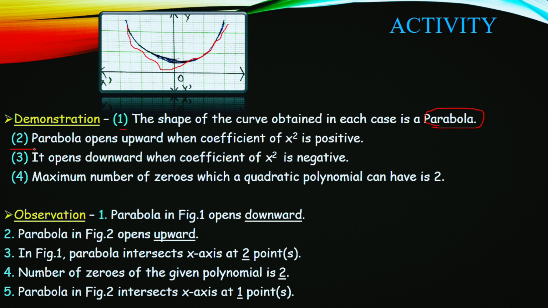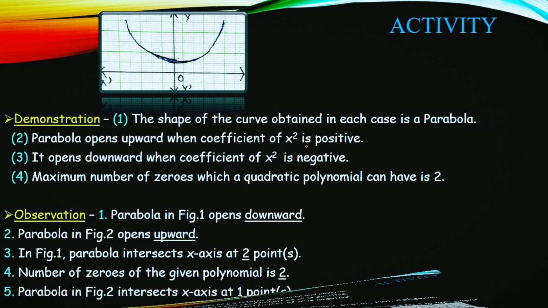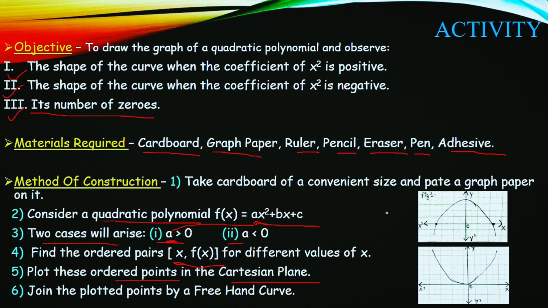And the second thing that we observe from this activity is that the parabola opens upward when the coefficient of x square is positive. We see that when the coefficient of x square is positive, the parabola opens upward.